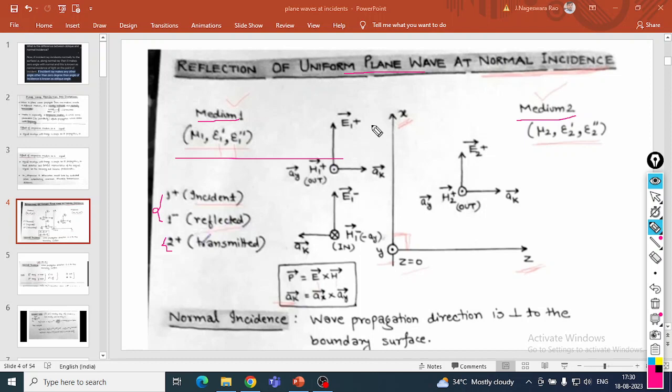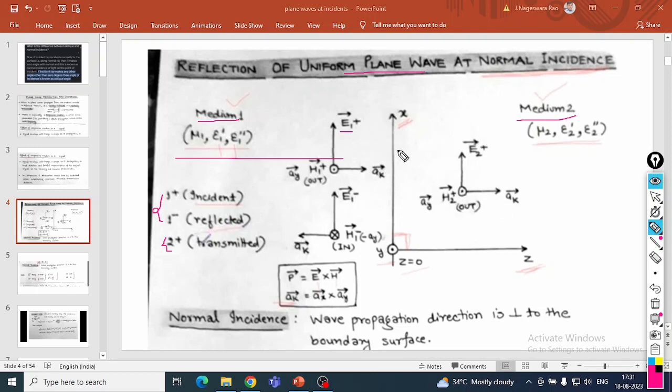As I told, the wave propagates between the x and z axes. We can represent our electric signal like this: E1 plus is nothing but the incident wave. E1 means from medium 1. If you observe, this is the geometry. In medium 1 we have two waves: one is the incident wave, the other one is the reflected wave. Always in medium 1 we have these two signals, reflected and incident. In medium 2 we have only a transmitted signal.